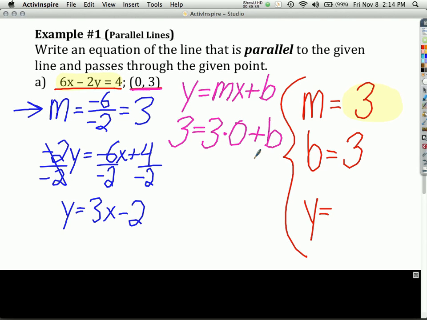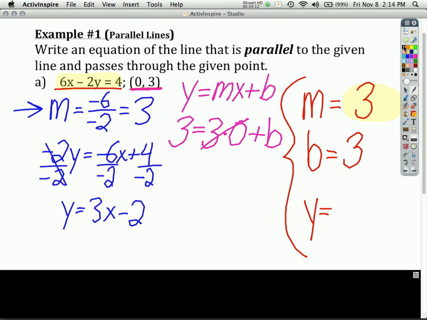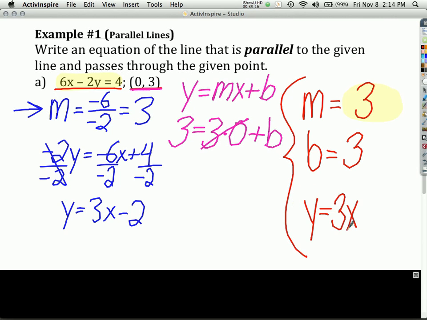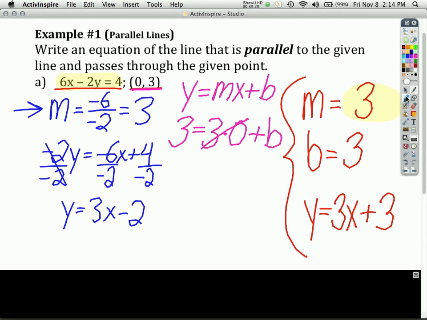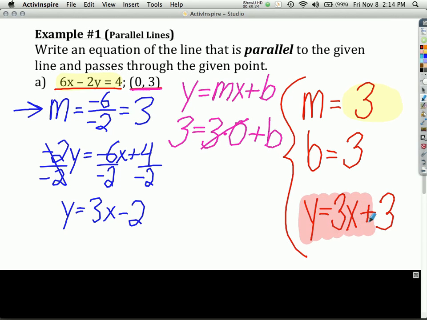It just so happens that Sebastian was right. 3 times 0 becomes nothing, so b equals 3. But what if I didn't know that? Then I would need to do this. So, the equation of the line that we're looking for is y equals 3x plus 3. Now I have an equation of a line that's parallel to my given line. This is parallel.